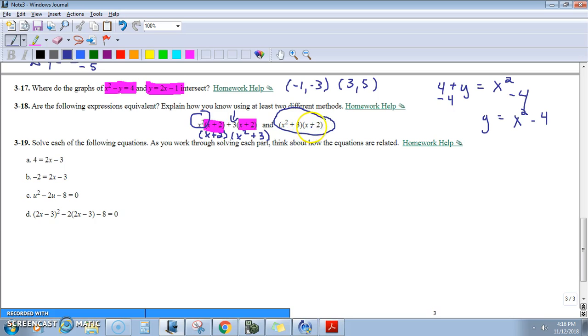I guess a long way to go about it would have been to distribute and then multiply this side together also and see what it boiled down to. But I think that I chose the 2 easiest ways to do that.